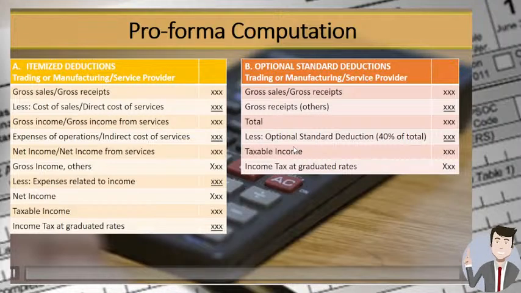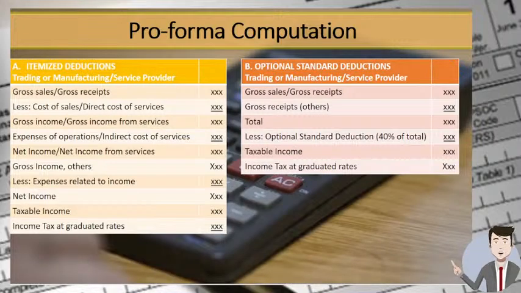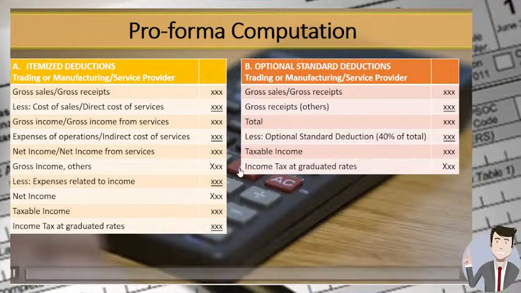Regardless of whatever expenses you have, you will adopt the 40% as a standard deduction. Okay? So, next, let's continue on item A. After deducting your expenses, naturally, in our income statement, we will term that as net income.